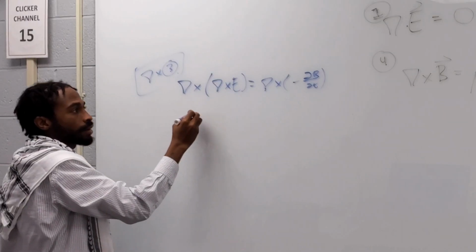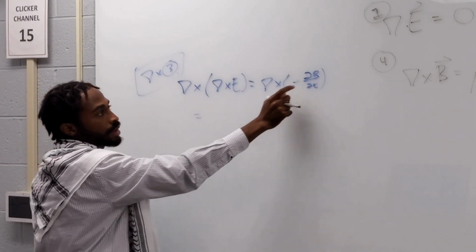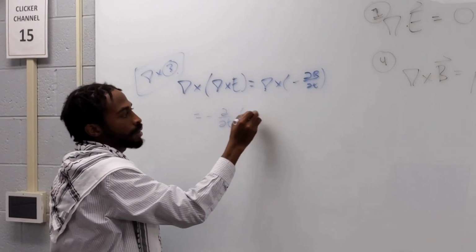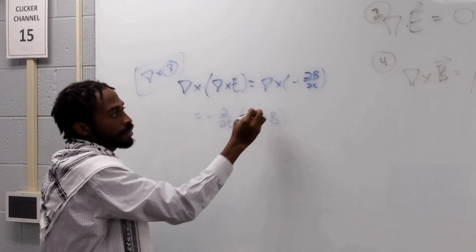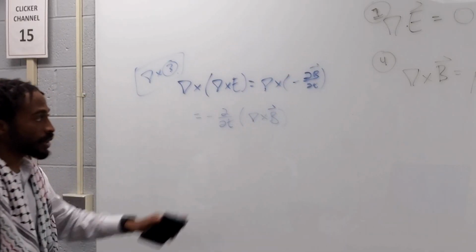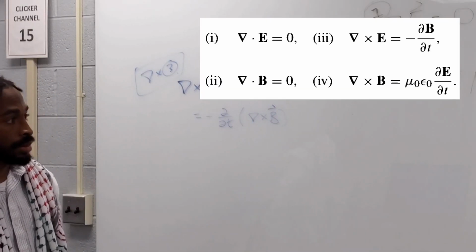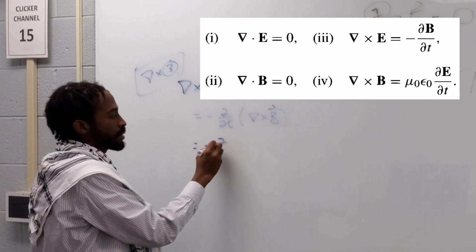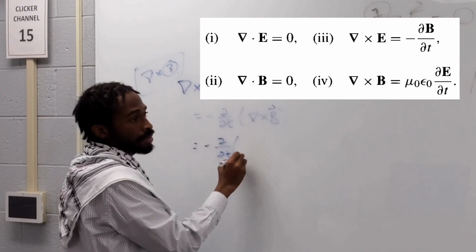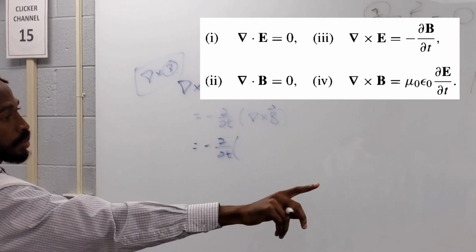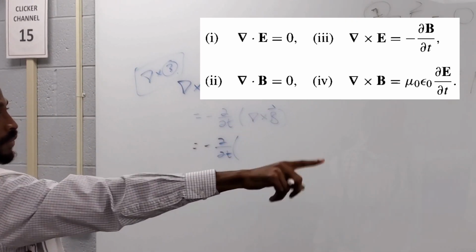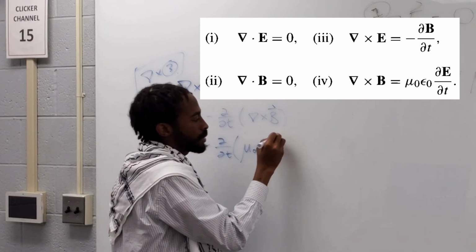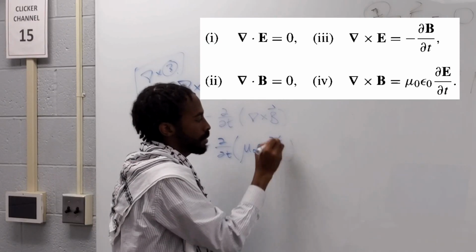You can interchange them, I think. So I'm going to do that. Bring out the minus sign. Bring out the d dt, minus d dt of the curl of B. The curl of B is one of our Maxwell's equations. That's minus d dt. The curl of B is, in this case, because we're in the vacuum, just mu naught epsilon naught dE dt.